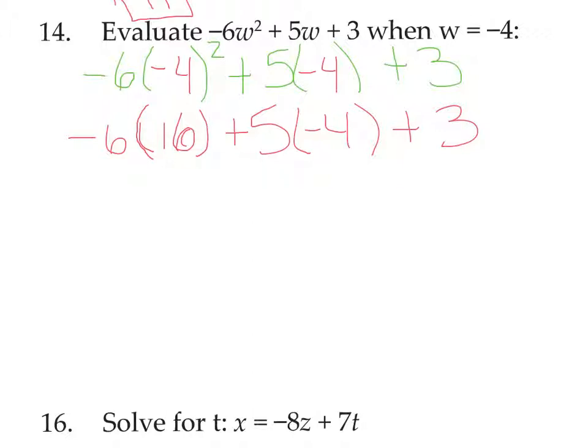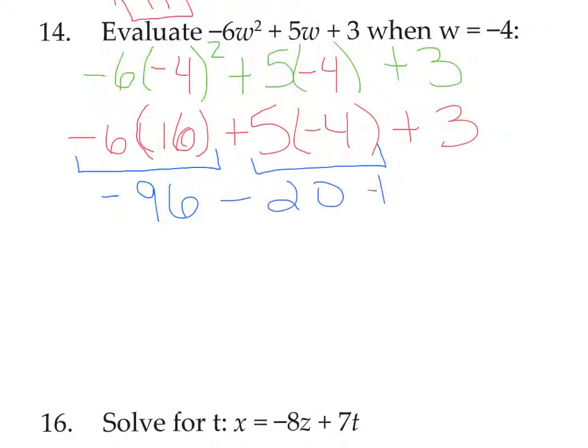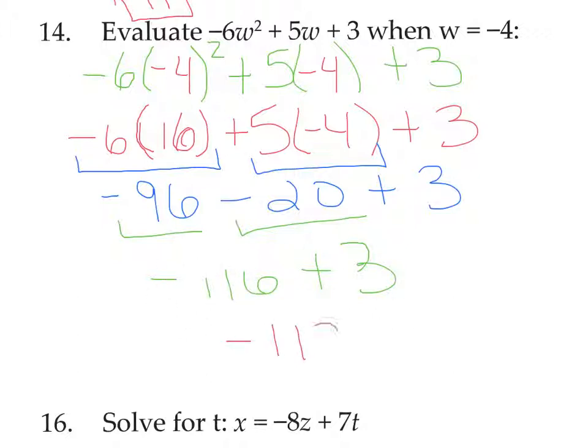All right, now we're ready to do the multiply. So negative 6 times 16 is negative 96. 5 times negative 4 is negative 20, plus 3. All right, these are both negatives. So if you like to do what I do and clump them together, that makes negative 116. And you still have the positive plus 3 on the end. And since these are opposite signs, subtract, take the sign of the bigger one, you get negative 113.